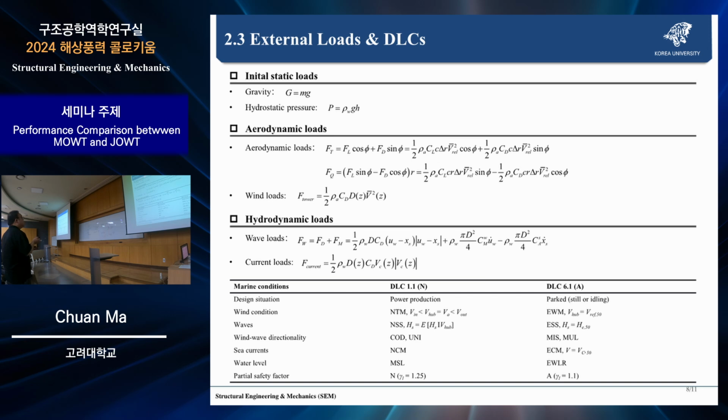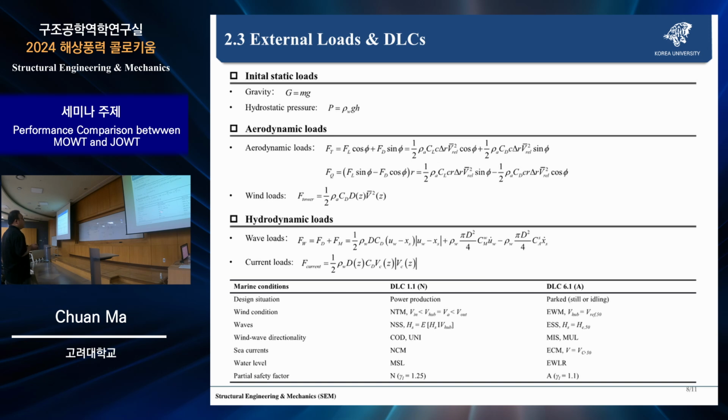And these are the external loads and design load cases. For the external loads, we mainly include three types. One is the initial static loads, mainly including gravity and hydrostatic pressure. For the aerodynamic loads, there are mainly two: loads acting on the turbine, and loads acting on the tower. And the hydrodynamic loads mainly come from the wave and current; those are some equations.